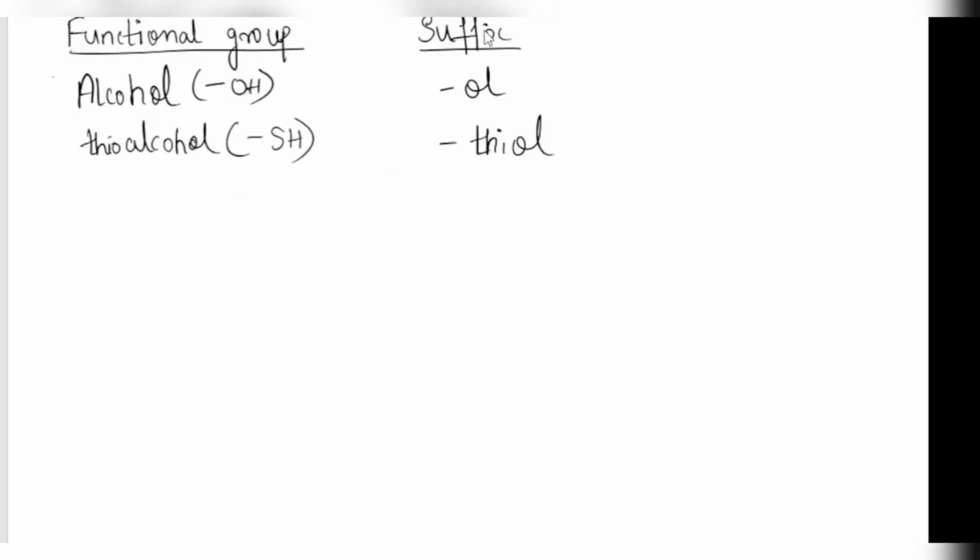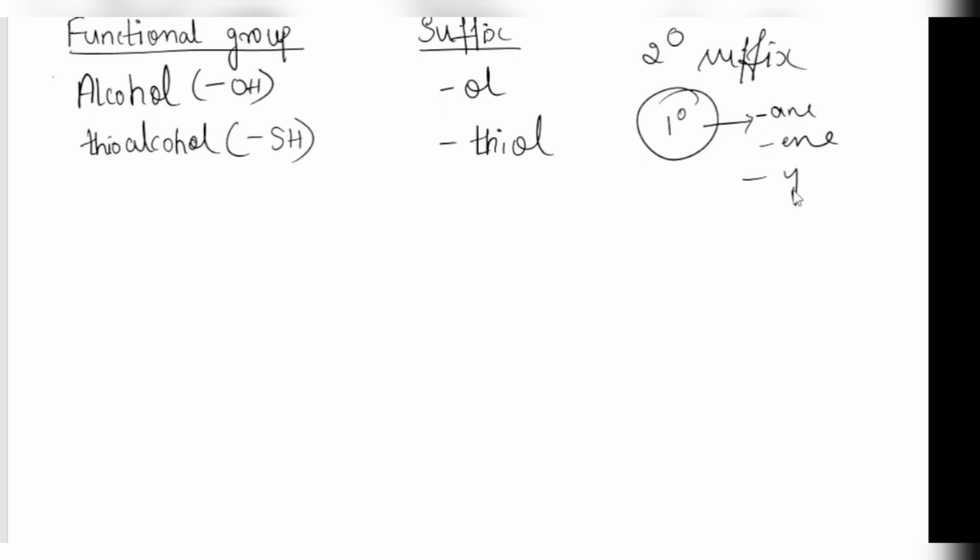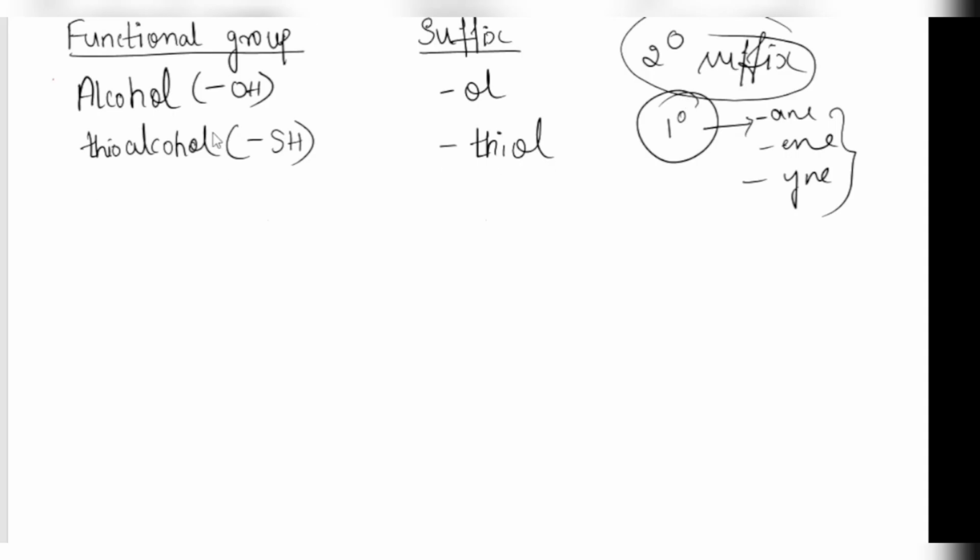This is the secondary suffix, right? What do we use in the primary suffix? In the primary suffix, we use the type of hydrocarbon, which ends with ANE, ENE and YNE. We already discussed that in a previous video, and now I am talking about the secondary suffix. We use the secondary suffix to represent which functional group is present in the particular molecule.